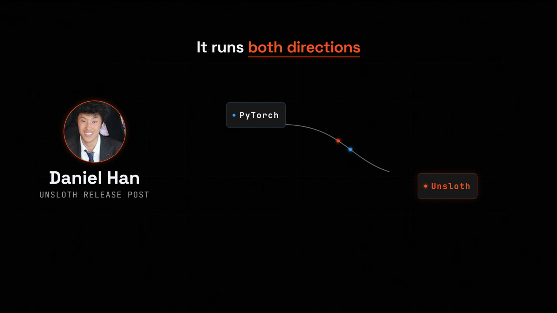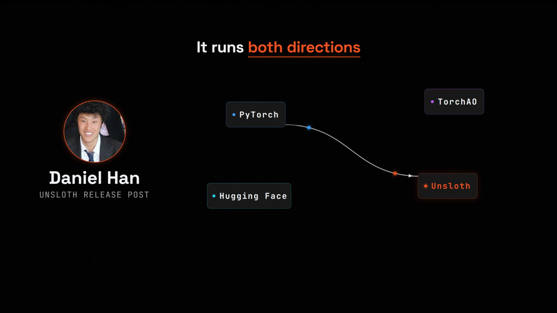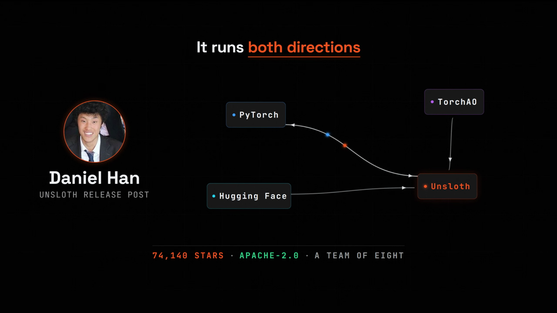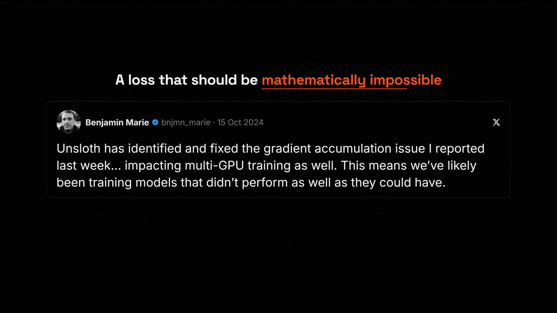Unsloth's newest mixture of experts path is built on PyTorch's own grouped matrix multiply, and Han's release post thanked PyTorch, Torch.io, and Hugging Face by name. The project itself has grown into that. 74,000 stars, an Apache license, a Y Combinator batch, and a team of 8 people the last time the page was updated. There is a cleaner example of what that relationship actually buys the rest of us.